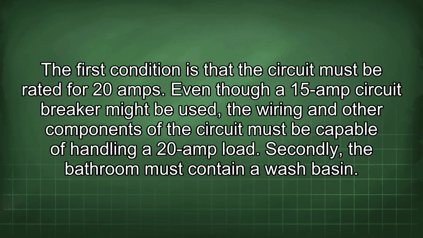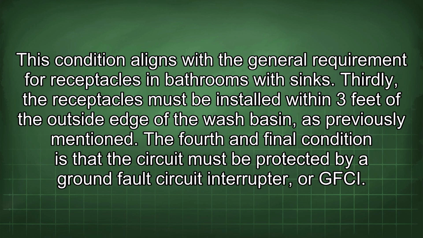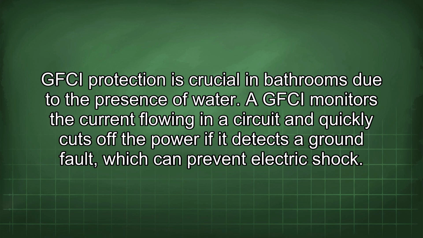Secondly, the bathroom must contain a wash basin. This condition aligns with the general requirement for receptacles in bathrooms with sinks. Thirdly, the receptacles must be installed within 3 feet of the outside edge of the wash basin, as previously mentioned. The fourth and final condition is that the circuit must be protected by a ground fault circuit interrupter, or GFCI. GFCI protection is crucial in bathrooms due to the presence of water. A GFCI monitors the current flowing in a circuit and quickly cuts off the power if it detects a ground fault, which can prevent electric shock.